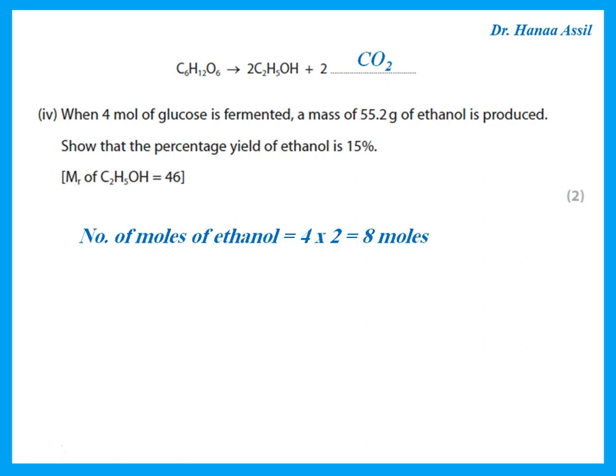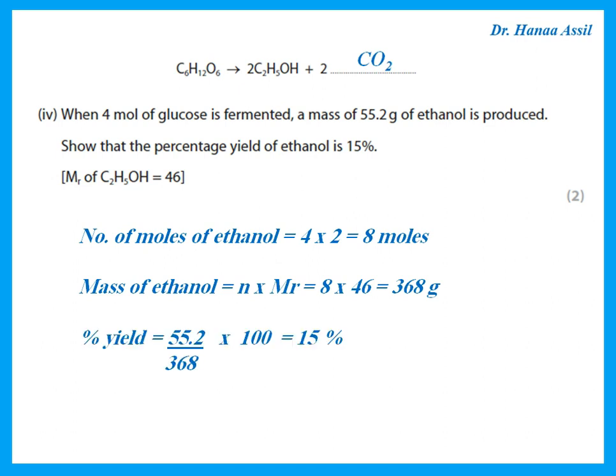So if I start with 4 mole of glucose, what would be the number of moles of ethanol that I should get? Well, obviously from the equation, it's twice. So that means I will get 8 moles of ethanol. Now, what is the mass of that? Number of moles times Mr. So I should get 368 grams. But what did he actually get? He got 55.2. So the percent yield is what he actually got over what he should get from our calculation, times 100. So that comes out to be 15%.